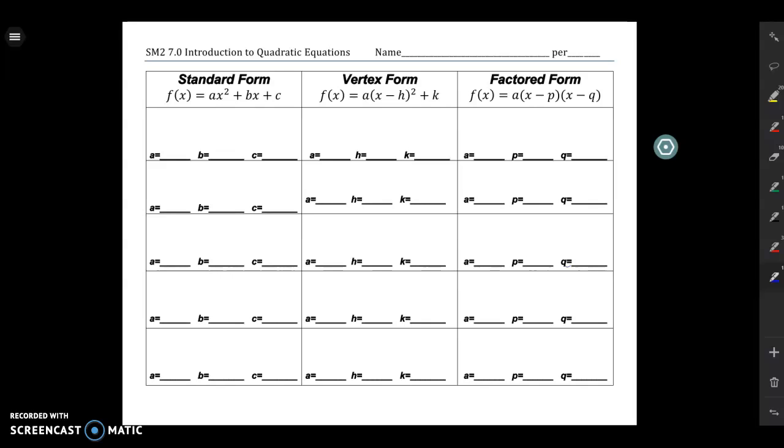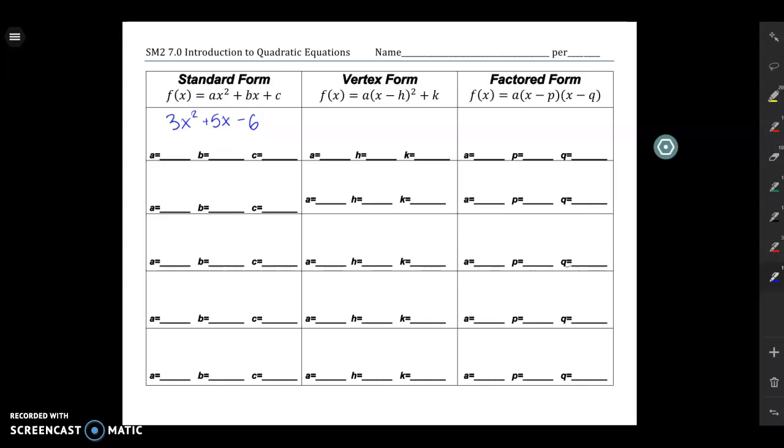So let me give you an example of an equation in standard form. If I have 3x squared plus 5x minus 6, that is an equation in standard form. One way to think about this is that everything's already been multiplied, okay? We have everything written out just as a bunch of things being added and subtracted together.